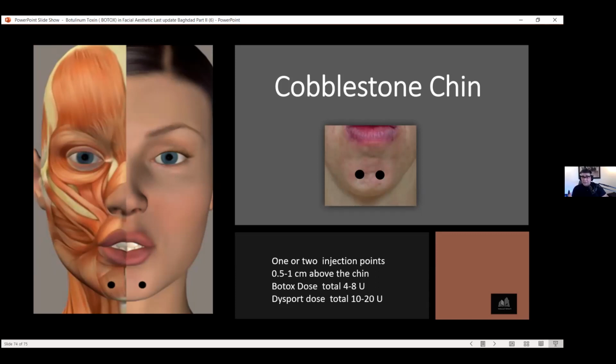With cobblestone, it means my patient may have a gummy smile too.